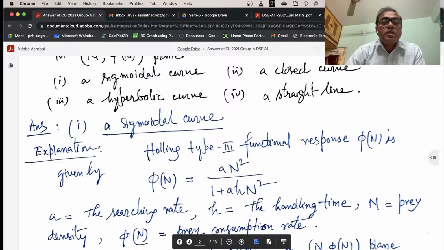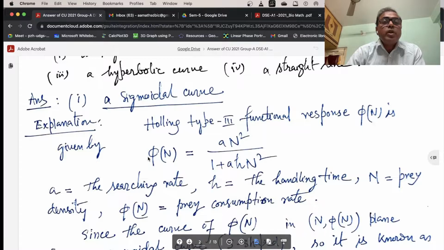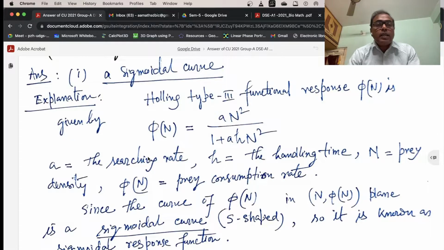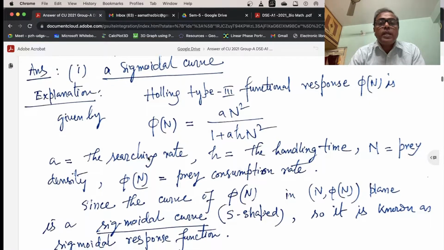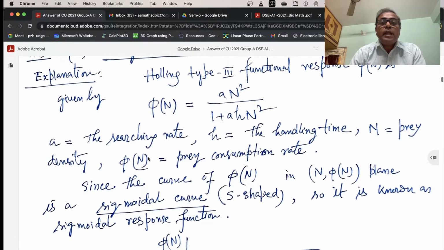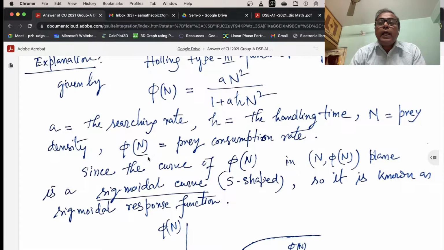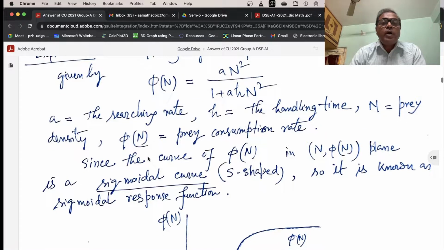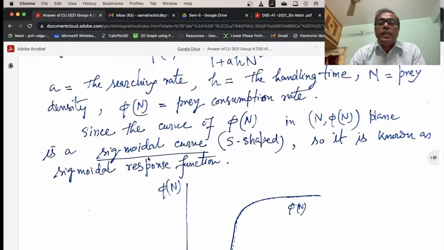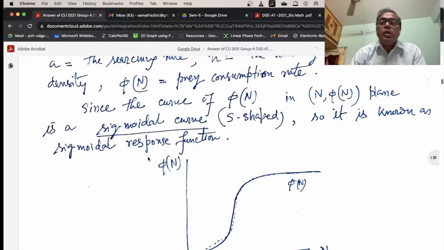Holling type 3 functional response. Answer is 1, sigmoidal curve, because the functional response phi(N) is given by phi(N) = aN squared / (1 + ahN squared). a is the searching rate and h is the handling time, N is the prey density and phi(N) is the prey consumption rate. Since the curve of phi(N) in the N-phi(N) plane is a sigmoidal curve, that is an S-shaped curve, it is known as a sigmoidal response function.